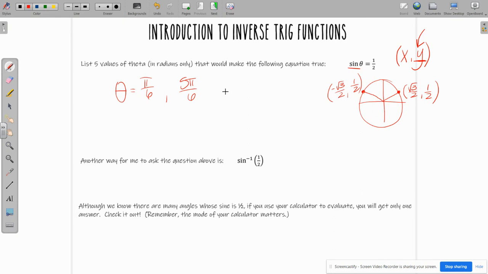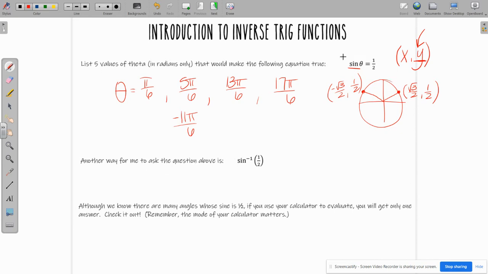And then any angle that is coterminal with those two would also make this equation true. So for instance, 13 pi over 6, which is coterminal with pi over 6. Or if we added 12 pi over 6 to 5 pi over 6, we could say 17 pi over 6. Or there's many others, maybe a negative 11 pi over 6. So all of these, if we plugged them in and took the sine of them, we would get 1/2.